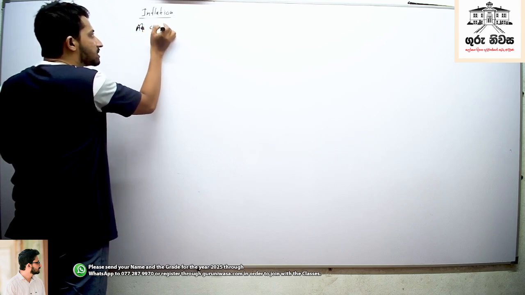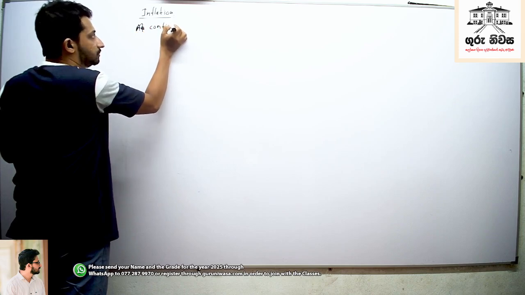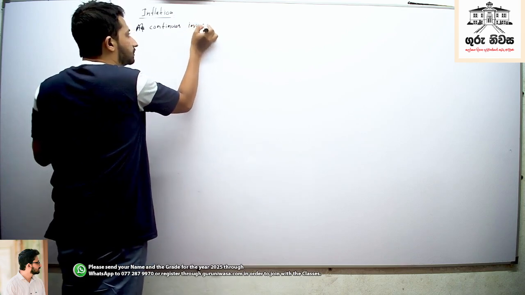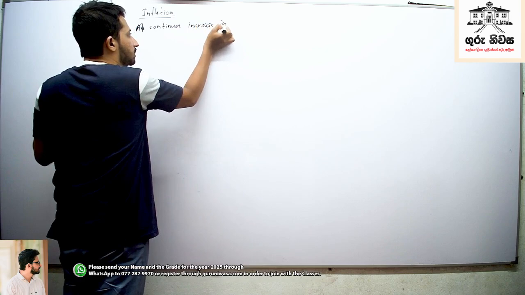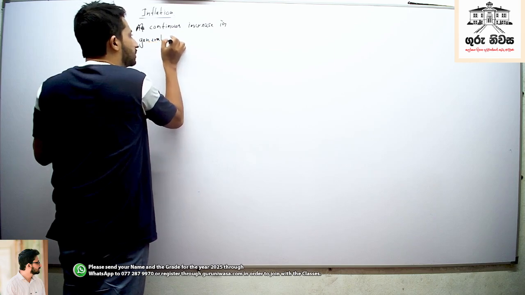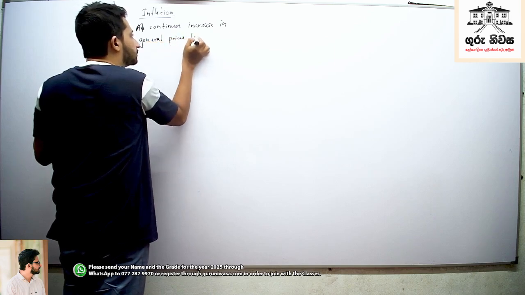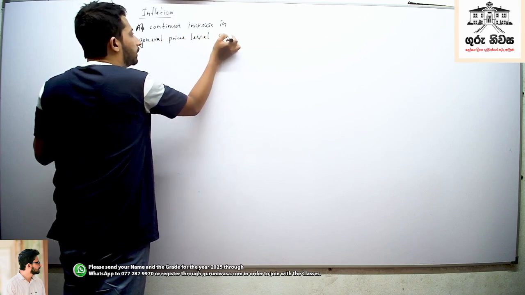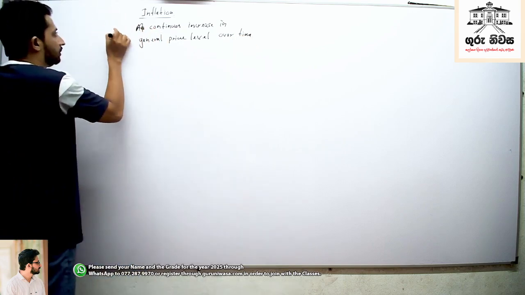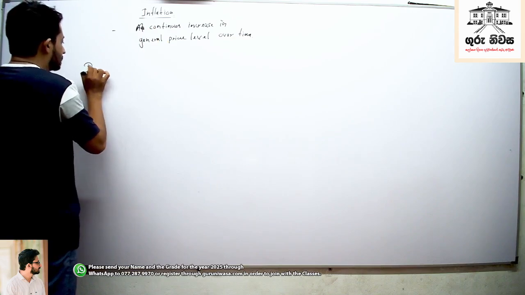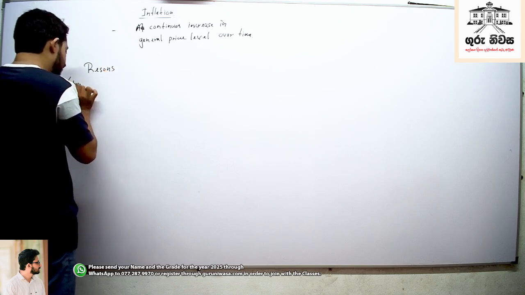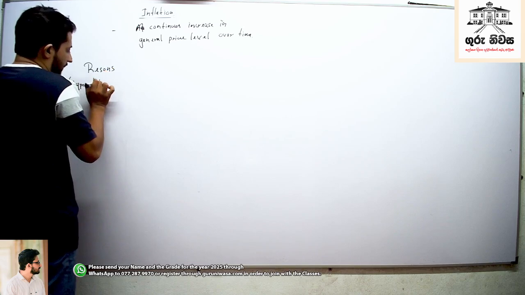Inflation is a continuous increase in the general price level over time. Right, this is the definition of inflation. Next one, reasons for inflation, or we can say types of inflation.